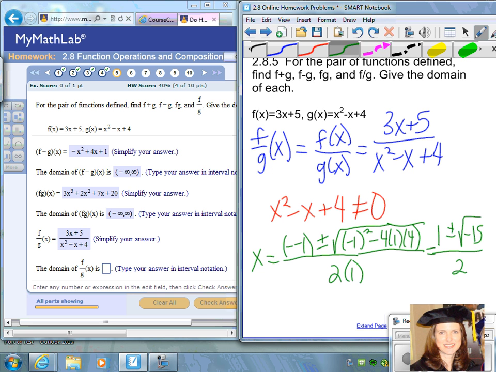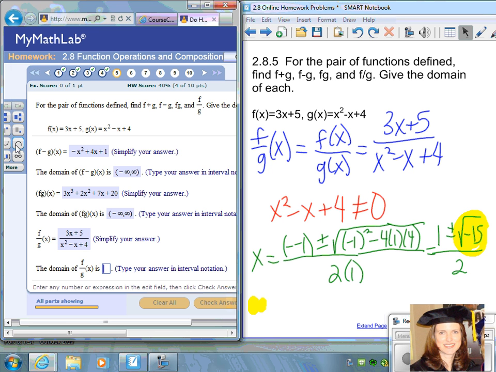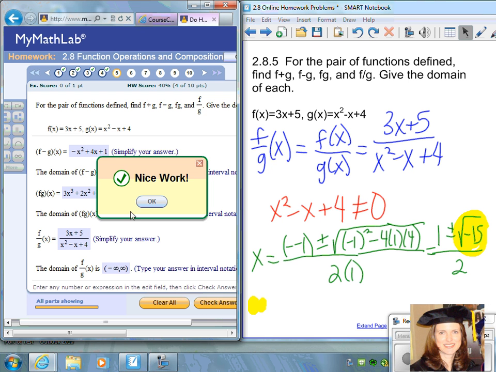Now, hopefully you recognize that this square root of a negative is an imaginary number. So this has no solution. There are actually no values of x that you plug in that will make this 0. So all real numbers is the solution. Everything from negative infinity to positive infinity is a solution. There are no restrictions on the domain. At times you may find that there are restrictions and you want to indicate that.